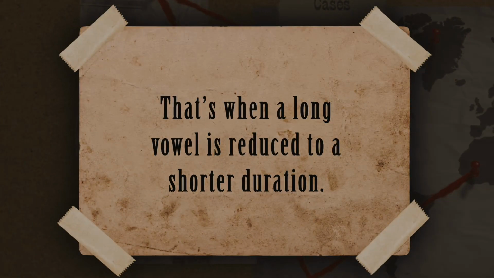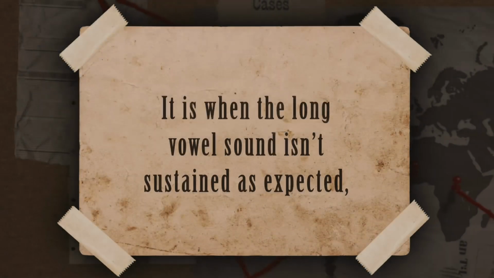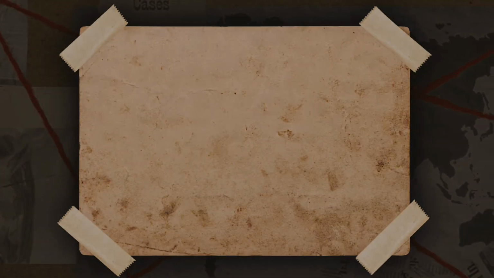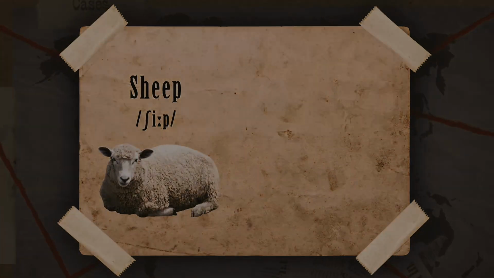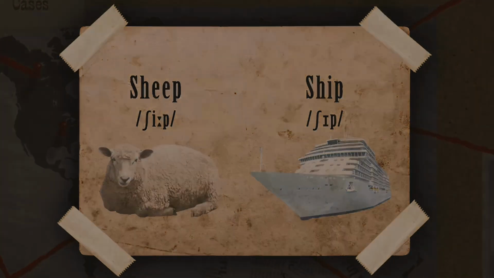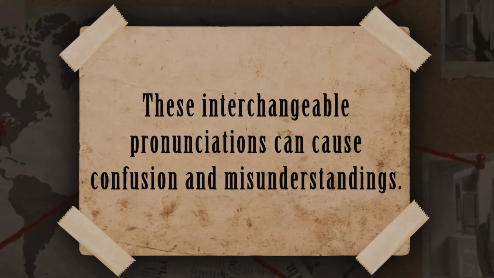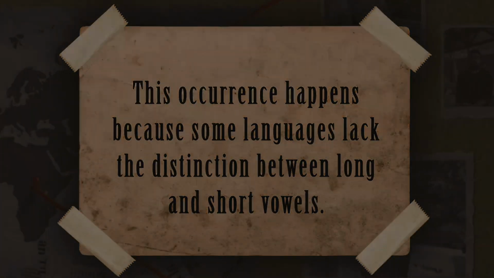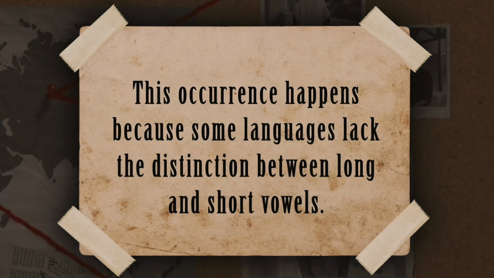That's when a long vowel is reduced to a shorter duration. It is when the long vowel sound isn't sustained as expected, such as sheep, long vowel, being pronounced as ship, short vowel. These interchangeable pronunciations can cause confusion and misunderstandings. This occurrence happens because some languages lack the distinction between long and short vowels.